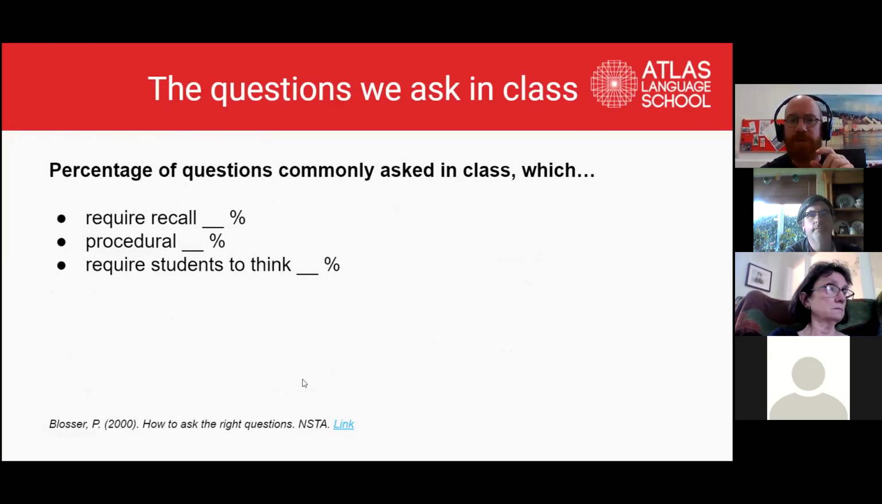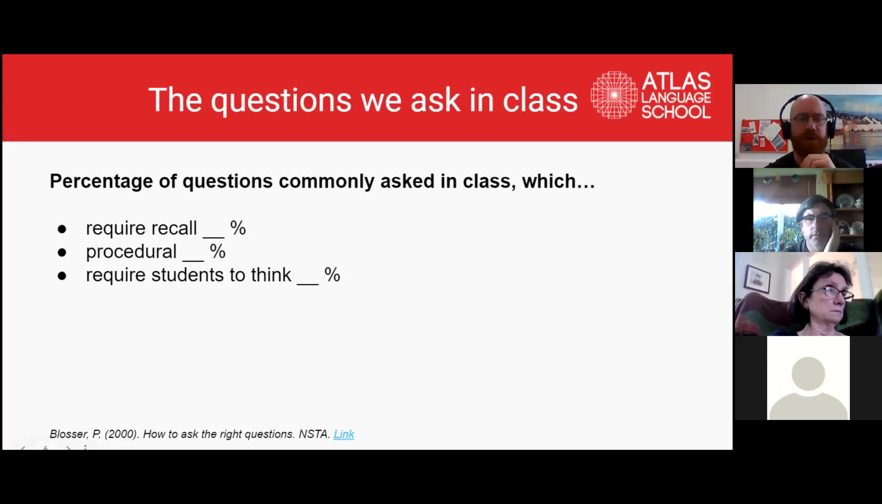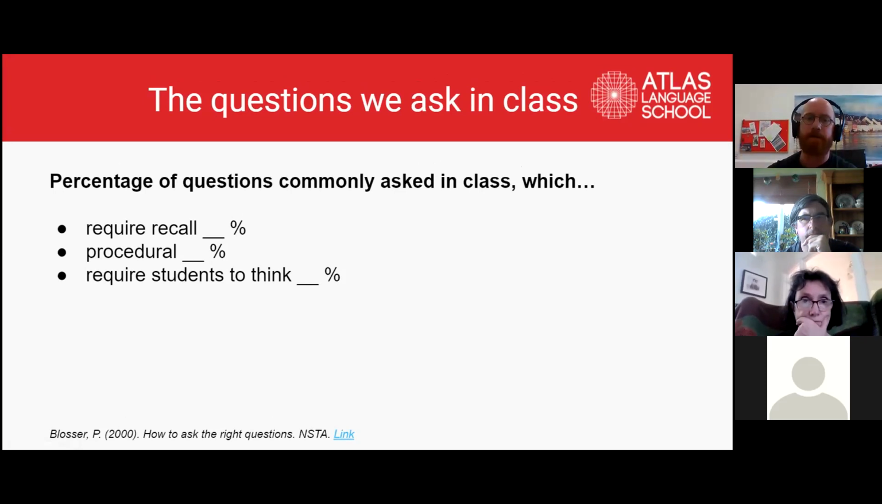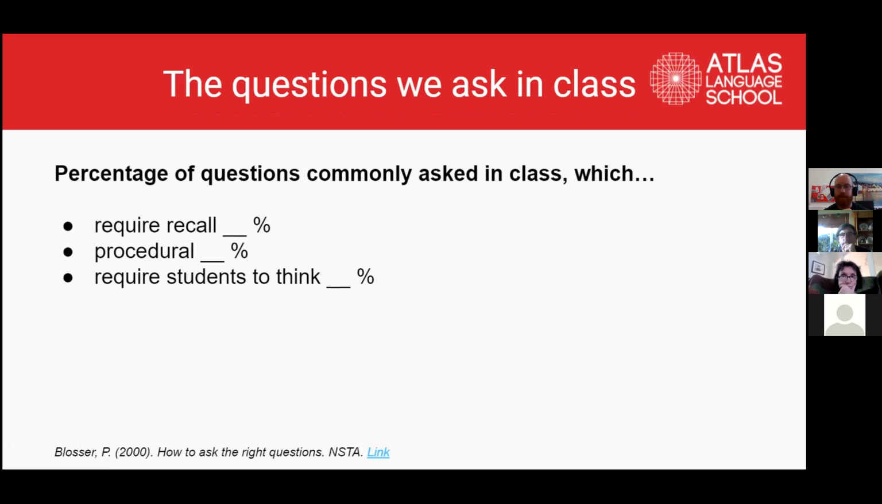So what do you think are recall? How much percent are recall, do you think? Write in the text box. How much? How many? I'd say a lot. What percent? Can you give me a ballpark figure? Maybe 70%. 70%? Anyone else?